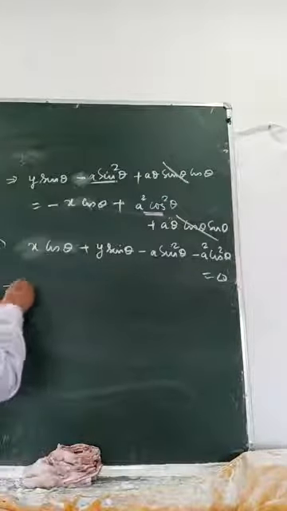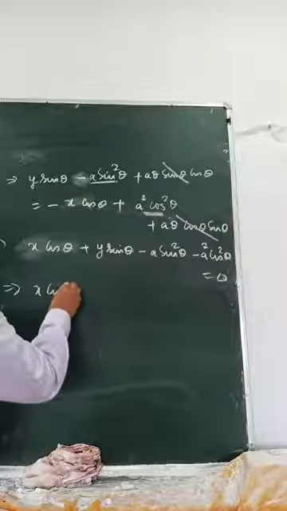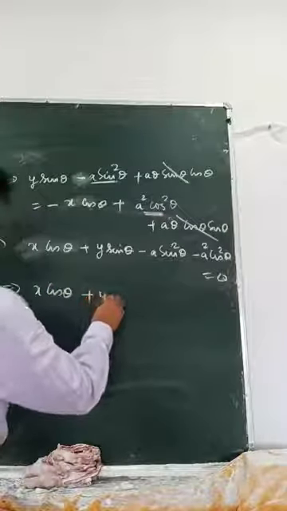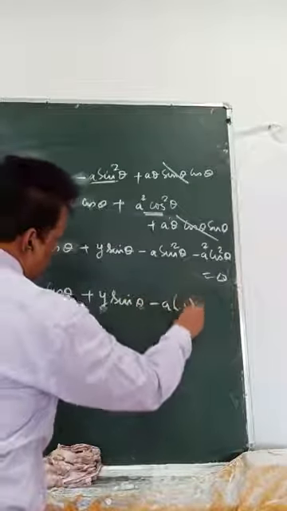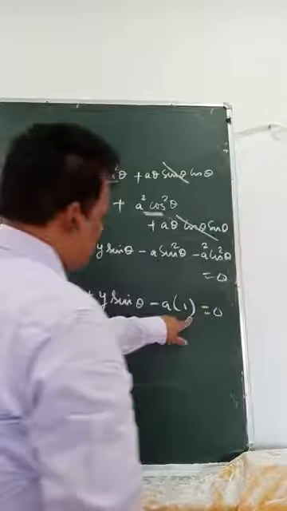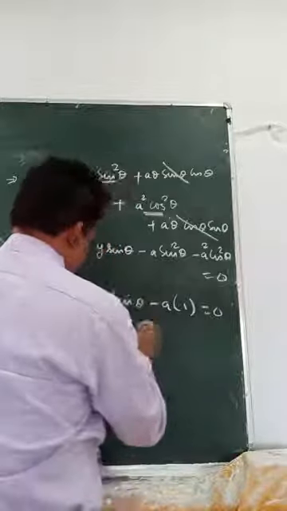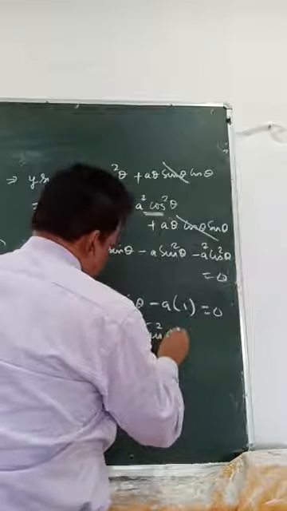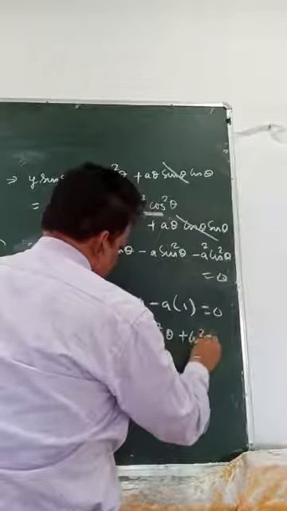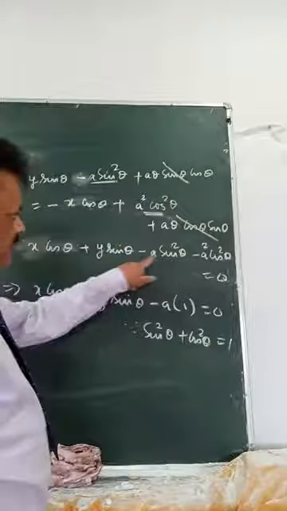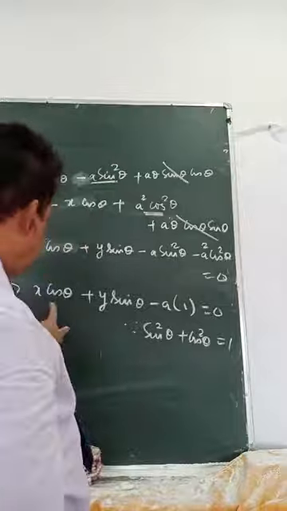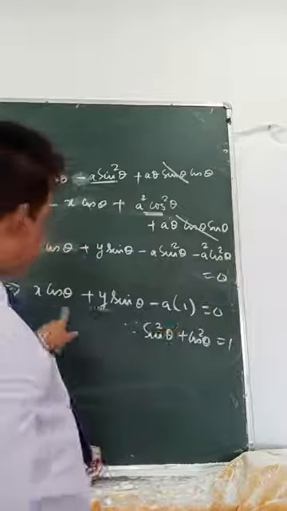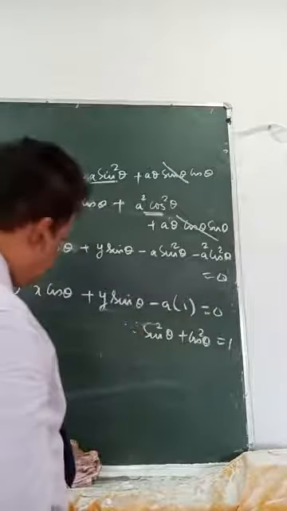So this gives you x cos theta plus y sin theta minus a into 1 is 0. What is this 1? Since sin square theta plus cos square theta is 1, if you take it common, sin square theta plus cos square theta is 1. Now this is a line, you remember here. Normal is a line. Now back to my question.